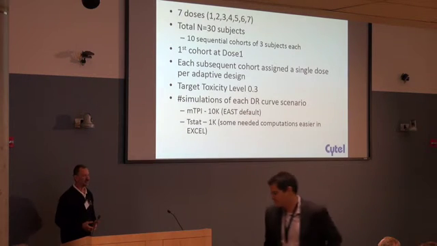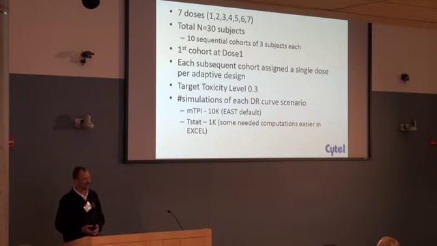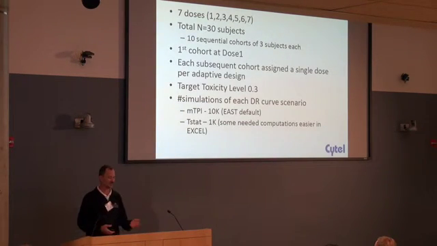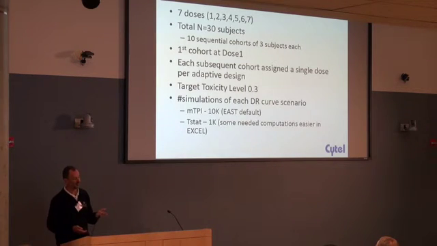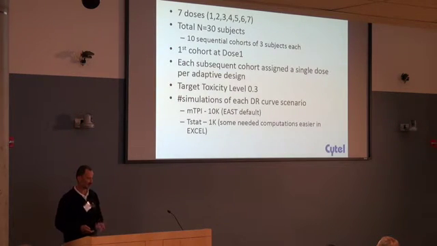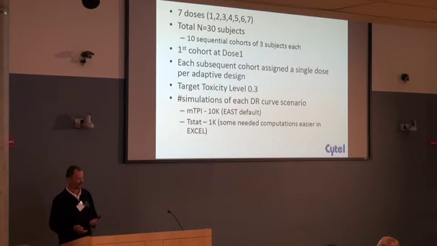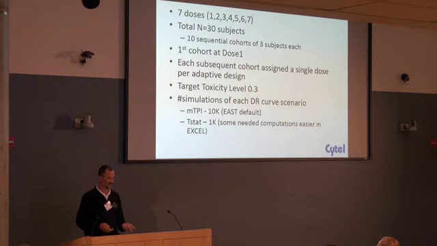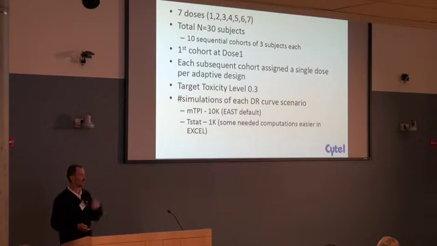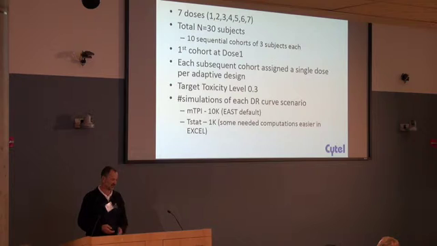So the design parameters for this simulation comparison were 7 doses, just numbered 1 to 7, 30 subjects, 10 sequential cohorts of 3 subjects each. The first cohort starts at dose 1. Each subsequent cohort is assigned a single dose per the adaptive design. The target toxicity level is 0.3, and the number of simulations were 10,000 in East and 1,000 for the T-statistic design, because I had to do some of the calculations of the performance characteristics by copying the simulation results into Excel, and it got bogged down with too many simulations, so I limited it to 1,000.